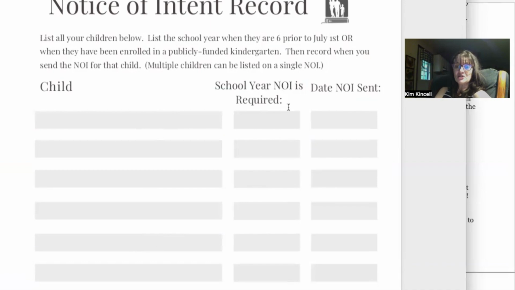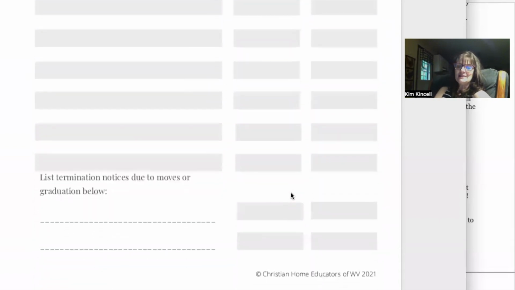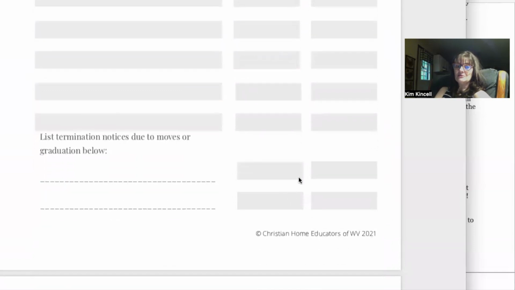You can use the flow chart to figure out if your child has reached compulsory age, and that is the time when the Notice of Intent is required. So you have the school year, say 2025-26 here, which is the school year that a Notice of Intent is required for your child. And then you can write here the date that you actually sent the Notice of Intent. And of course, you would keep that on record.